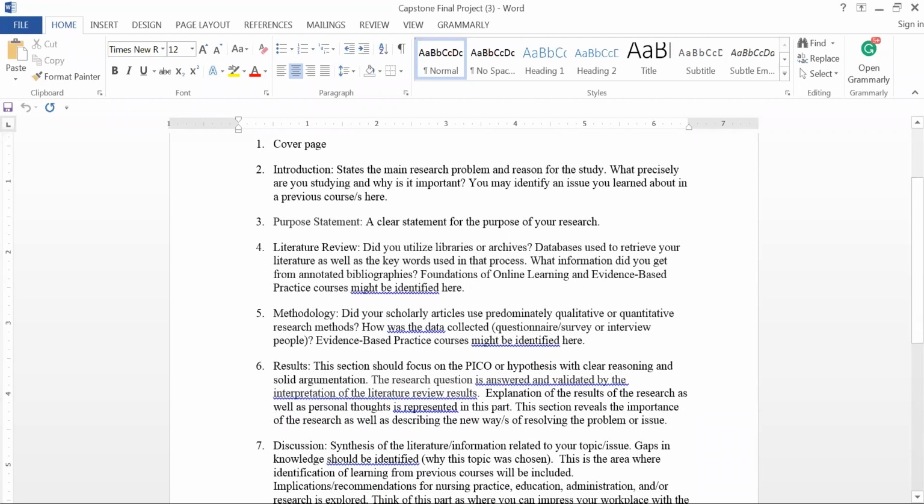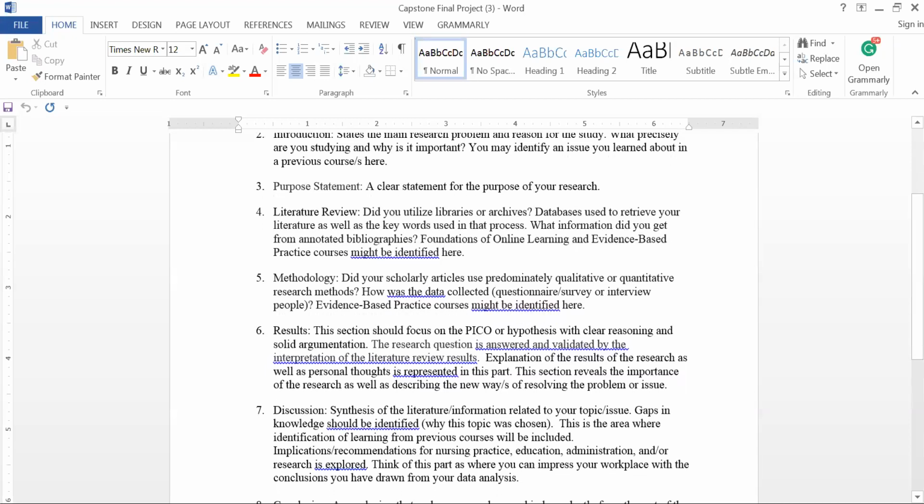You'll have an introduction. That introduction should have been basically done in your proposal that you sent. You won't want to use the whole thing most likely, especially if you wrote more than one page. But the introduction states the main research problem and the reason for your study. What precisely are you studying and why is it important? And then you will put the purpose statement as a clear statement for the purpose of your study. This is also where your hypothesis or your PICO would go.